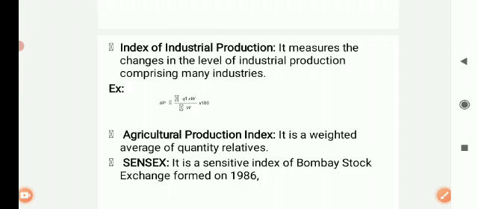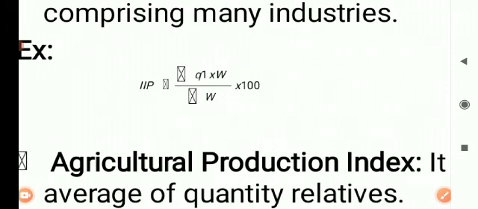It showcases that if there is a continuous increase in the general price level, there is a possibility of increase in industrial production. So industrial production always depends upon the price level. As price increases, there is a possibility of increase in industrial production. That can be explained with the help of this particular equation. IIP, the index of industrial production, is equal to the summation of Q1 into weights, divided by the total summation of weights, into 100, for example. With the help of this equation, we are able to understand the index of industrial production.